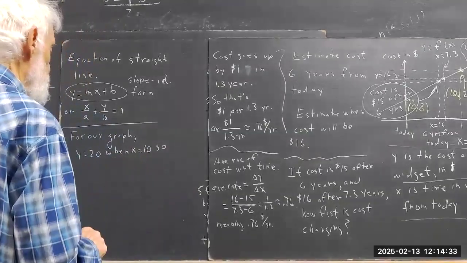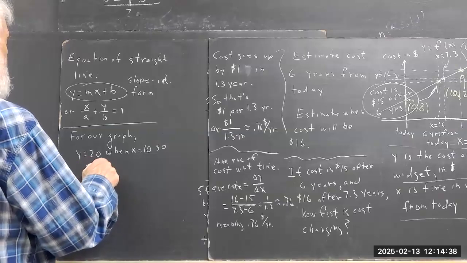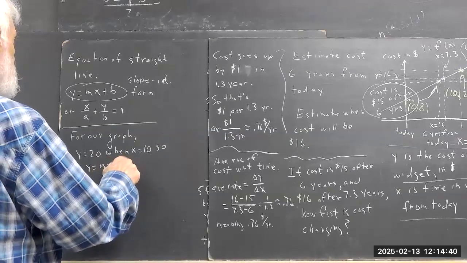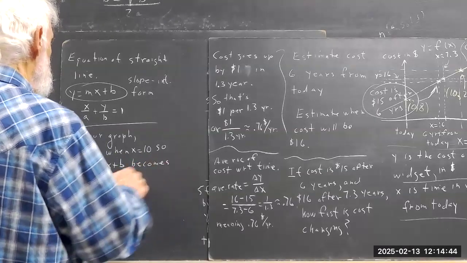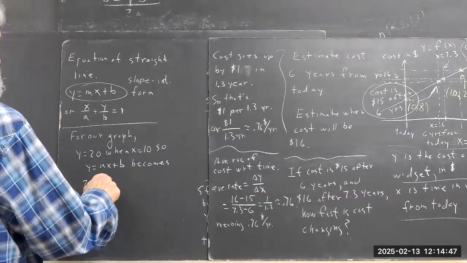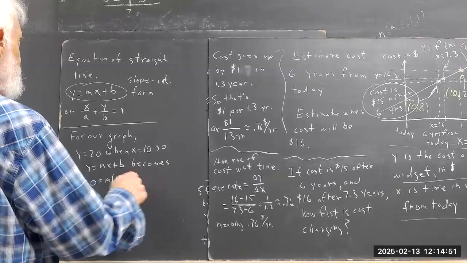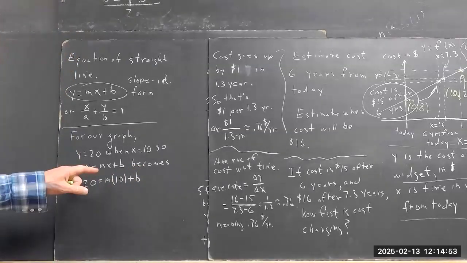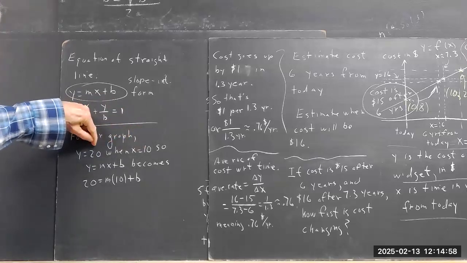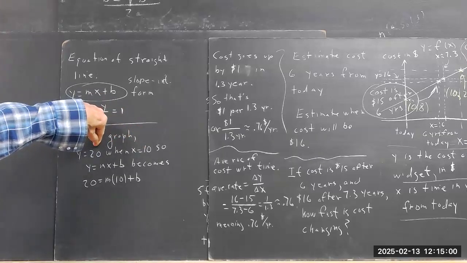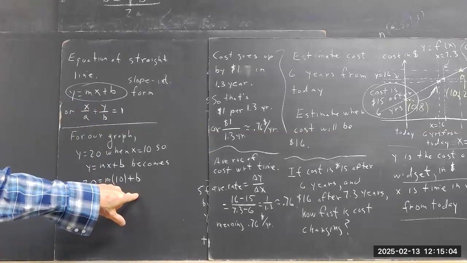Y is 20 when x equals 10. So y equals mx plus b becomes 20 equals m times 10 plus b. We don't know what m and b are, but we do know that x equals 10 goes with y equals 20. Is that clear? So we can write this equation.